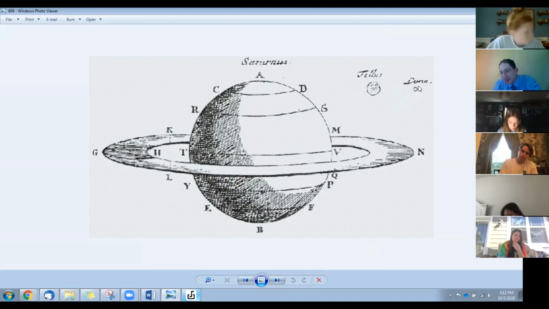I think that word is Luna, and so I think he's drawing our moon for scale. He didn't quite get it right. Titan is bigger than our moon, but not that much bigger. But still, he discovered it. Okay, that was 1665, discovery of Saturn's ring.